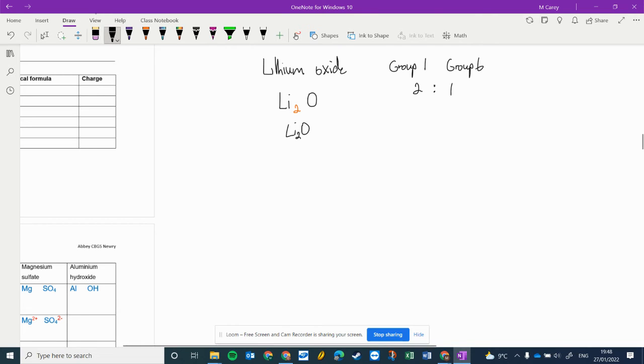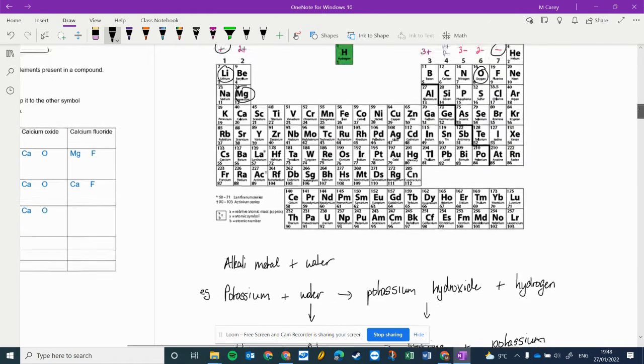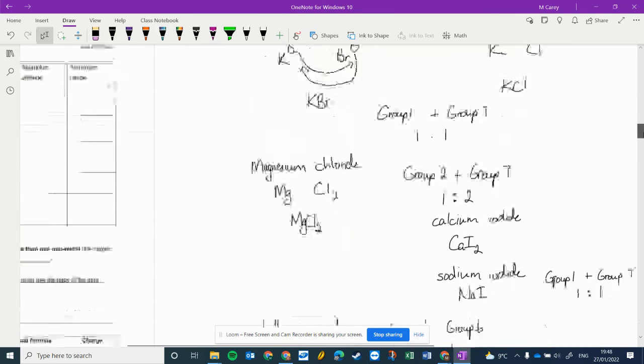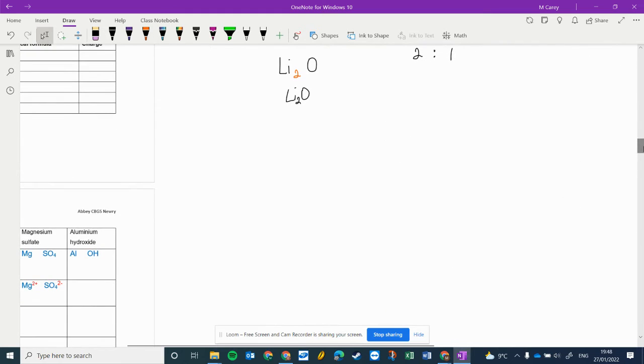Okay, one more, and then I'm going to get you to do some practice. So the last one is, let's say we have a group 2 and a group 6. So let's pick any group 2 element. Let's pick strontium, right? This will work for any of group 2. So strontium and group 6, let's pick sulfur this time. So strontium and sulfur, how will they react together? What will the formula of their compound be?